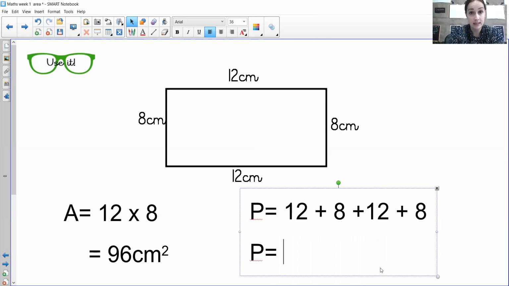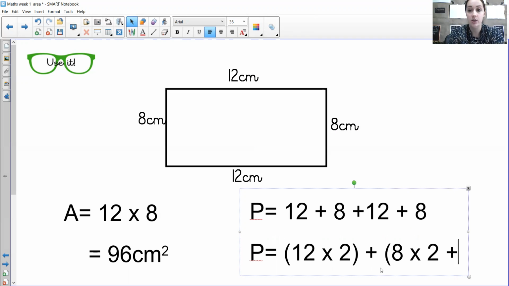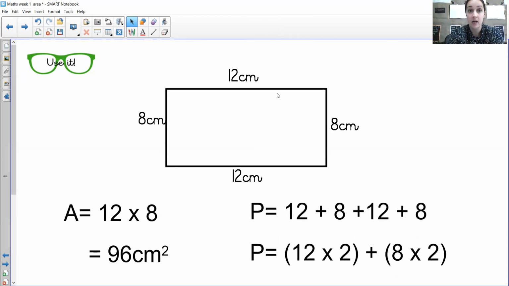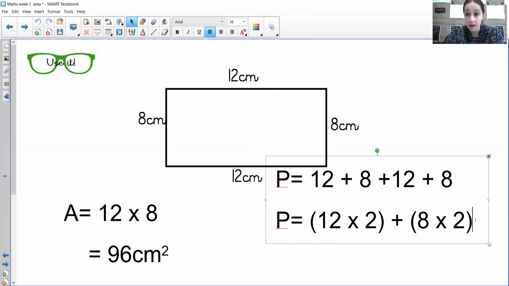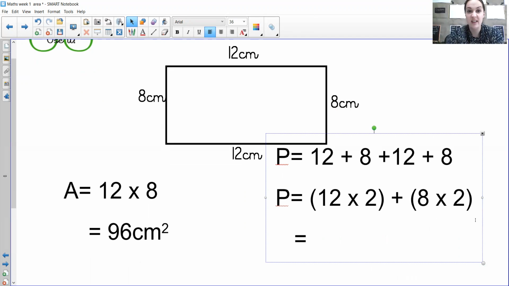You could, and this is slightly more efficient, we looked at this yesterday, you could do 12 times 2, because there are 2 lengths that are 12 centimetres, plus 8 times 2, because there are 2 lengths that are 8 centimetres. Doesn't matter which way around you do it, you would get the same answer. So I'm going to do it the more efficient way because I think it's easier.